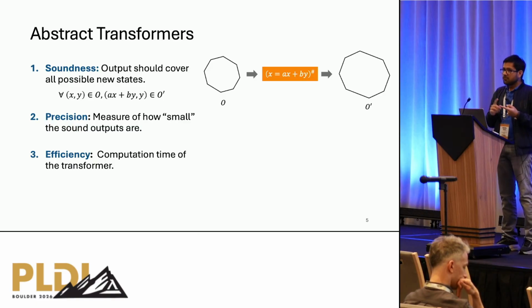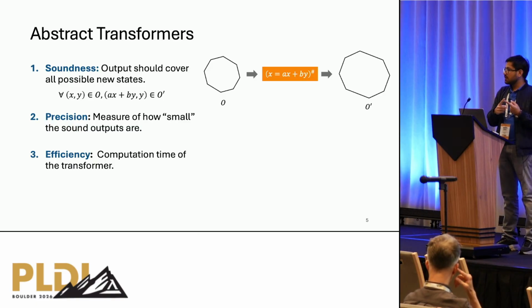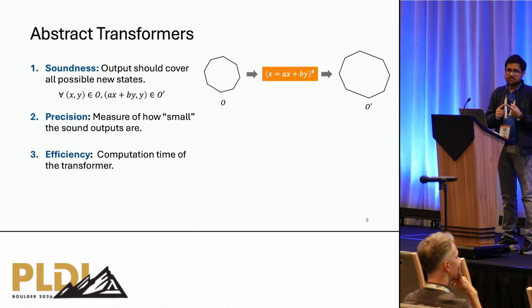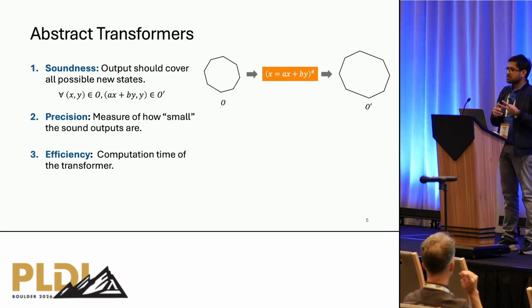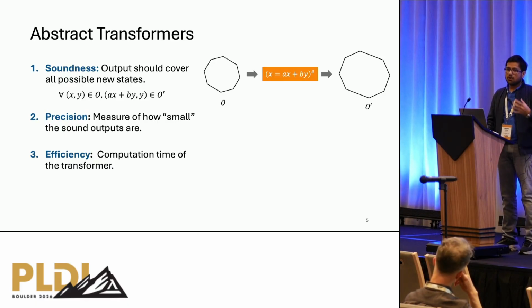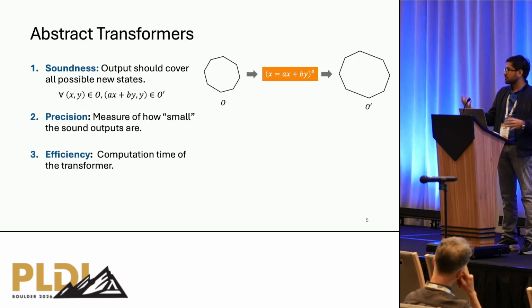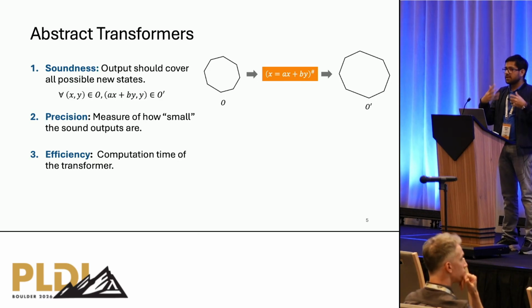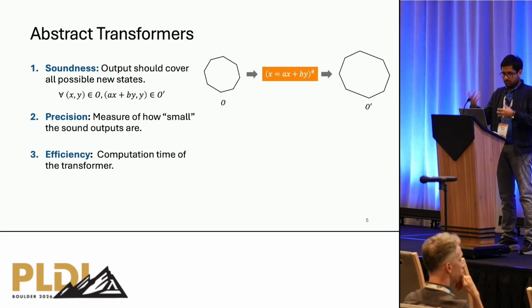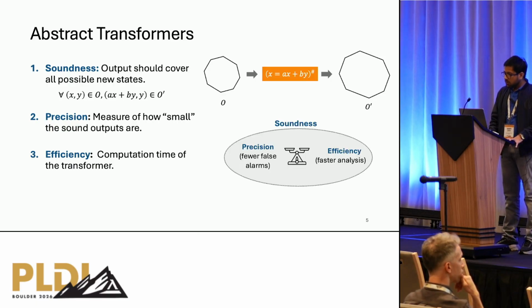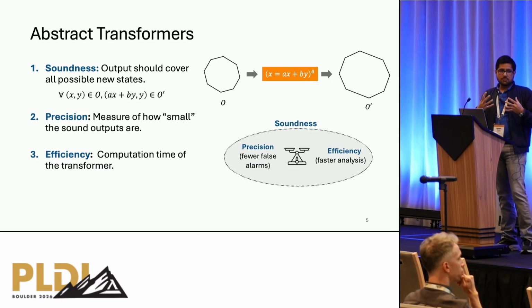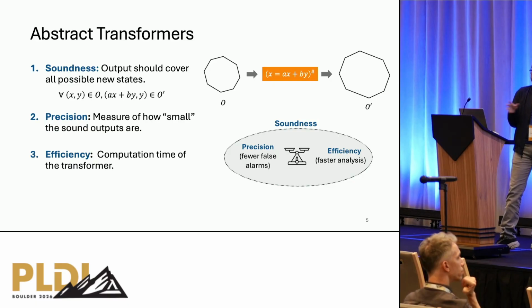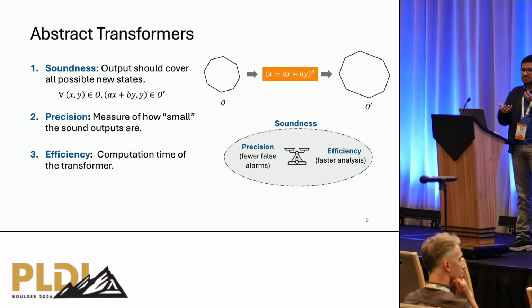The task of coming up with abstract transformers has to do with three main things. First, the abstract transformer should be sound. That means the output abstract element should cover all the possible post states, and this is needed for the correctness of the analysis. The second thing is precision. There can be many sound outputs, but you want outputs as small as possible for the precision of the analysis. And efficiency: if you chase precision, most of the time you end up spending a lot of time computing a transformer. So implementing abstract transformers is the task of always staying in the sound space, while balancing precision and efficiency.